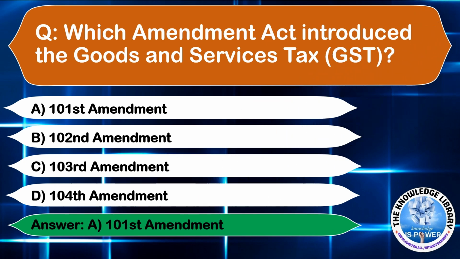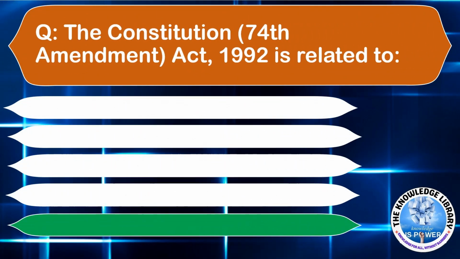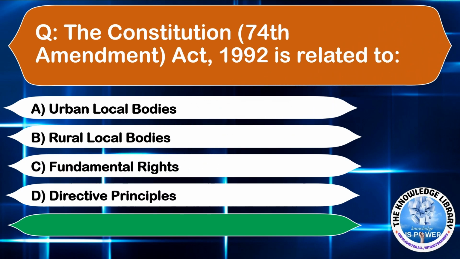The next question is, the Constitution 74th Amendment Act 1992 is related to option A urban local bodies, option B rural local bodies, option C fundamental rights, option D directive principles. Correct answer is option A urban local bodies.